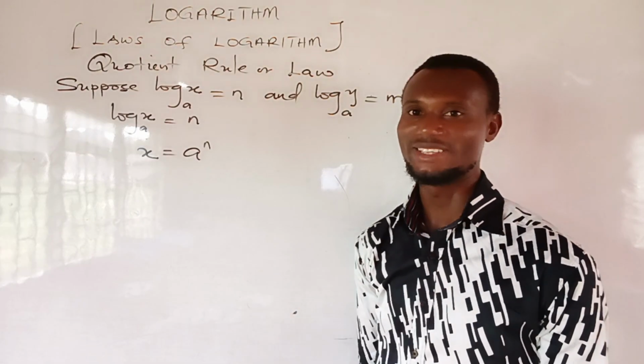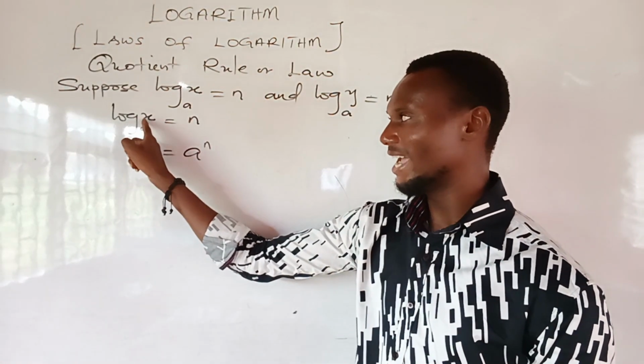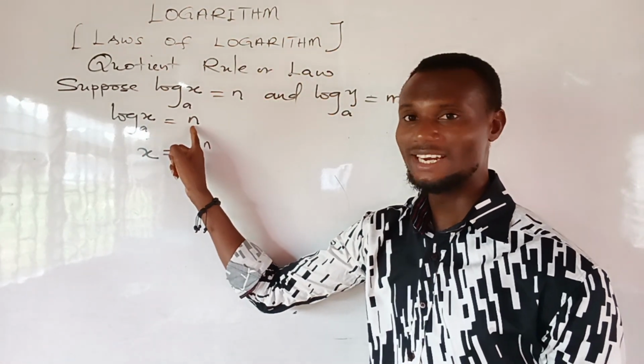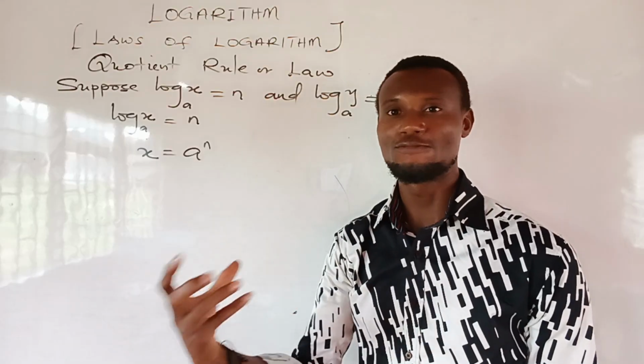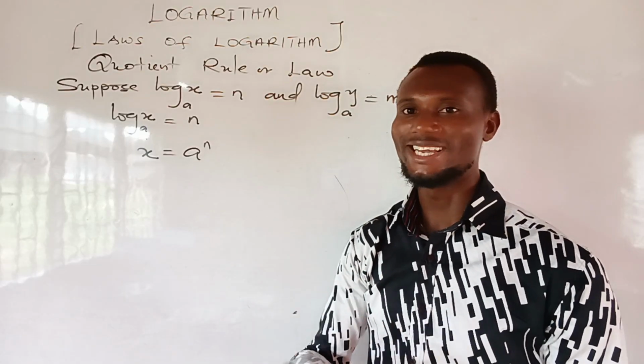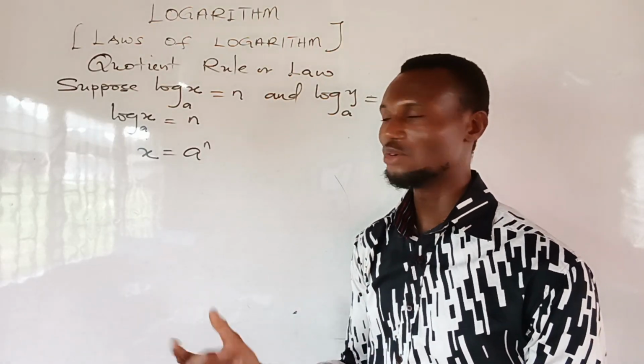Let me go over one more time. Having log s to the base a equals n, I want to write it in a form that it does not contain log again. How do I do that?